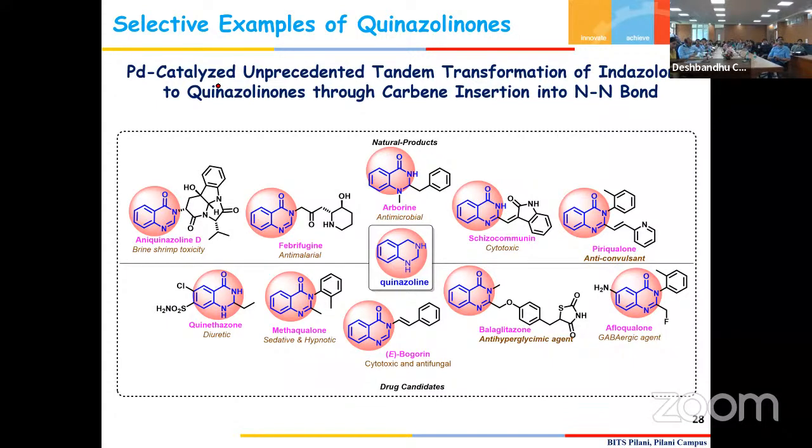So we were working on indazolone, and we were trying to couple carbenes with indazolone using N-tosyl hydrazones actually. And we found something very interesting in this entire story. We found quinazolones, and that's what this entire story is all about, because these are very, very interesting targets. A large number of natural products and synthetic drugs contain this nucleus.